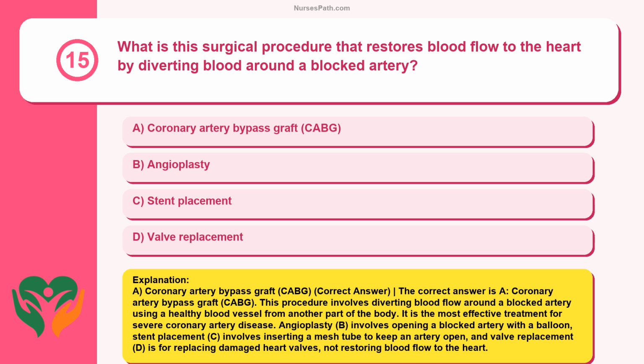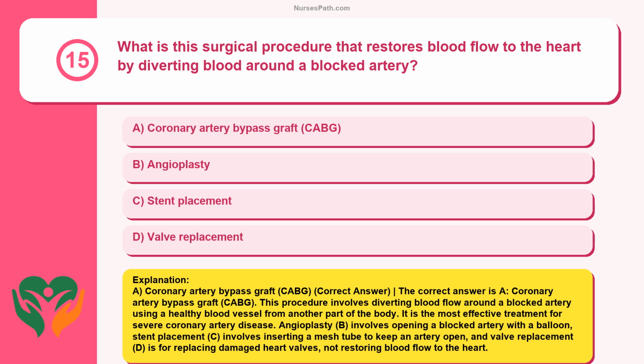Correct answer. The correct answer is A. Coronary artery bypass graft, CABG. This procedure involves diverting blood flow around a blocked artery using a healthy blood vessel from another part of the body. It is the most effective treatment for severe coronary artery disease.